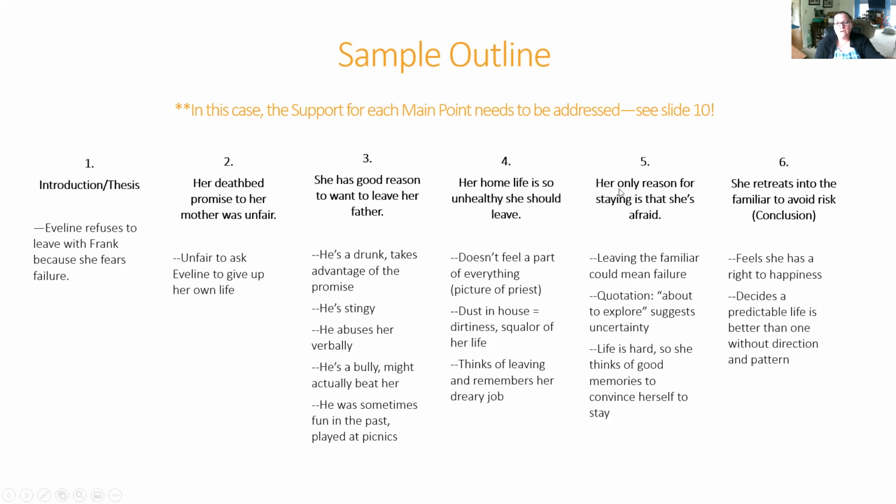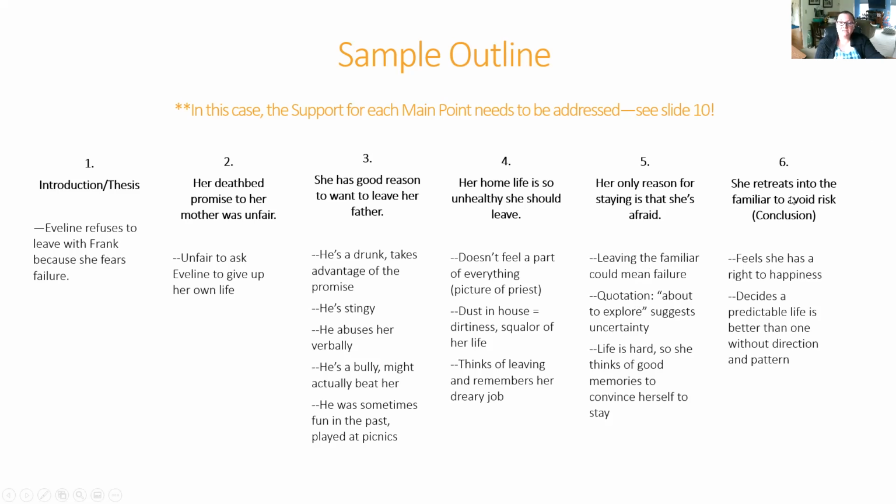Our next main point is that, given all these reasons why she should leave, the only explanation for why she stays is that she's afraid. And what are our supporting details for that idea? Well, that leaving the familiar could mean failure. There's a quotation from the story. It says that she's about to explore this whole little section, and it suggests how uncertain she is. And life is hard, so she thinks of good memories to convince herself to stay.